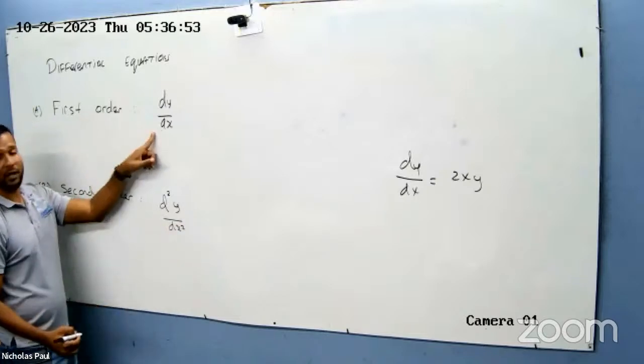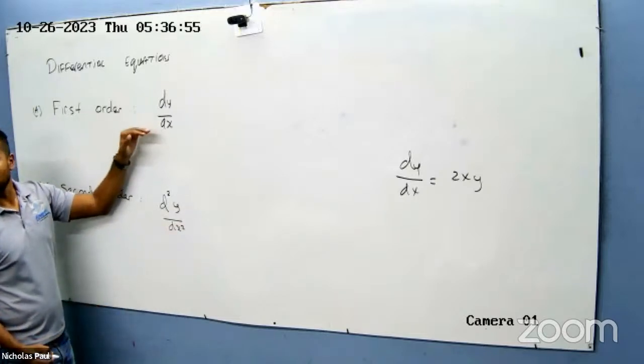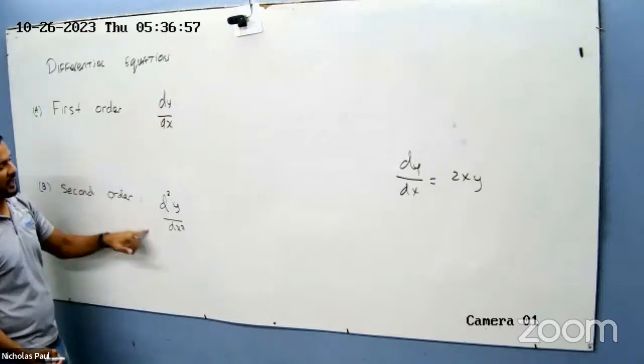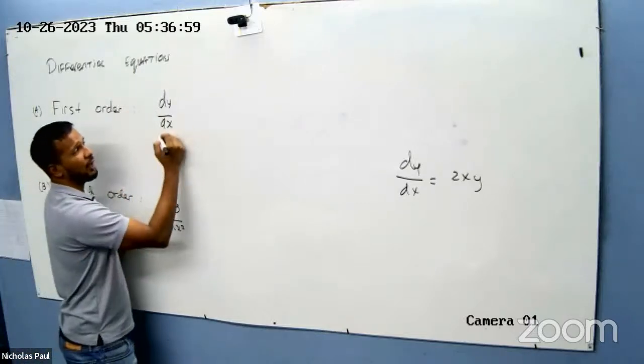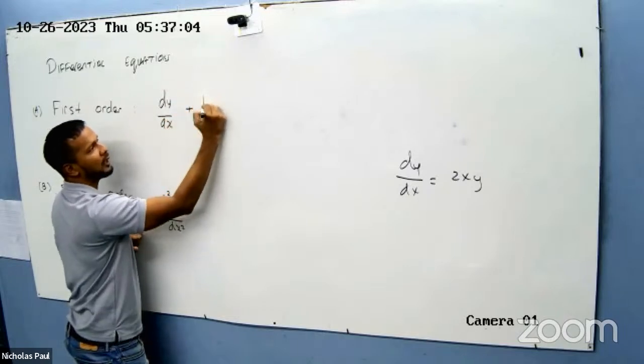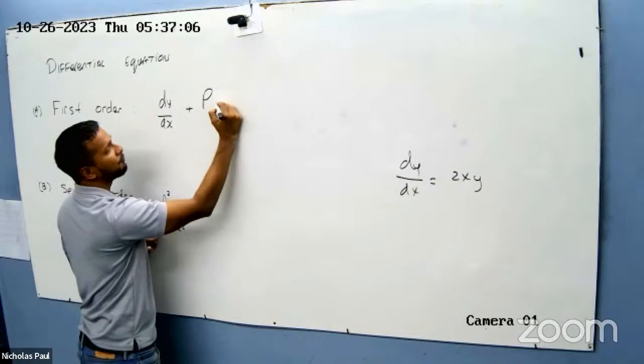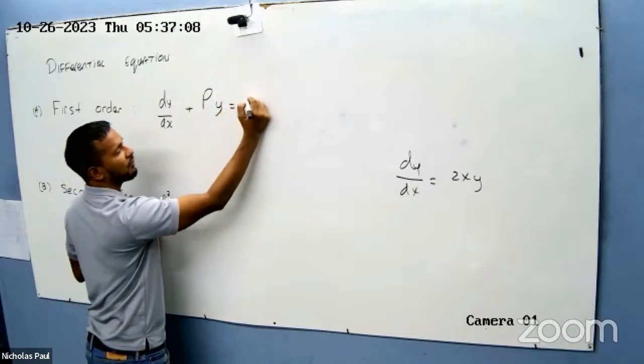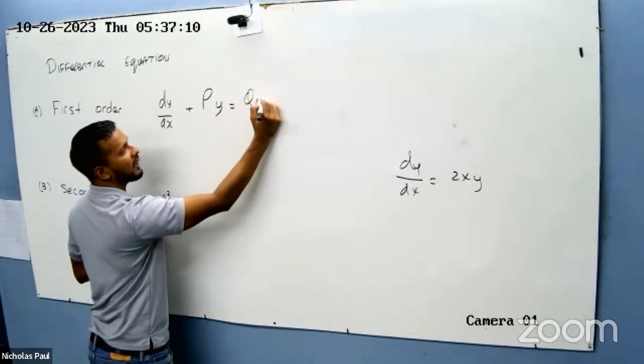So in a first order, we only use the first differential. Here we use the second differential. So our first order might look like this: dy dx is equal to p y plus some function, let's call that q of x.